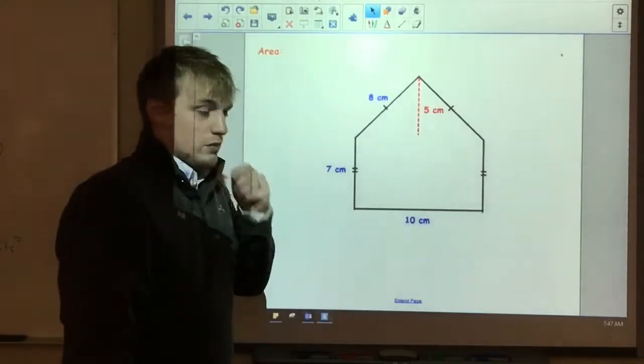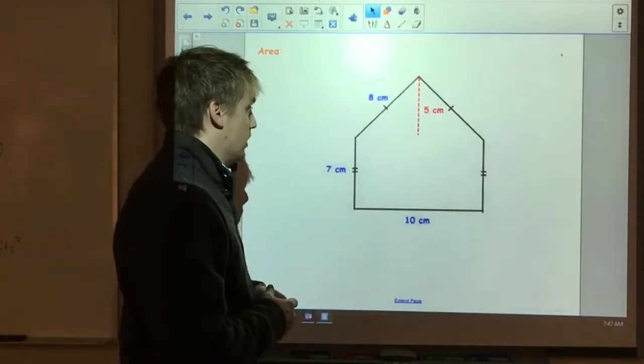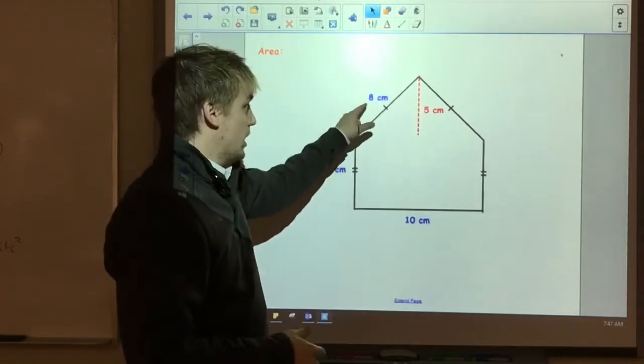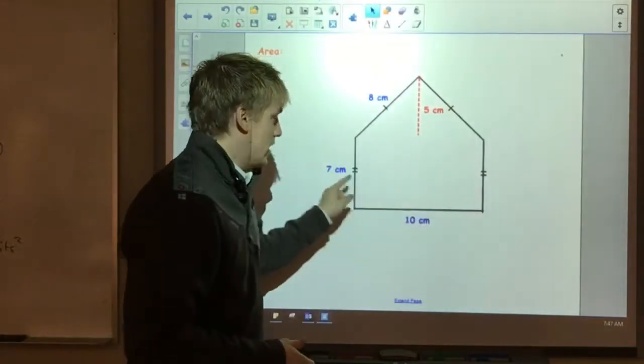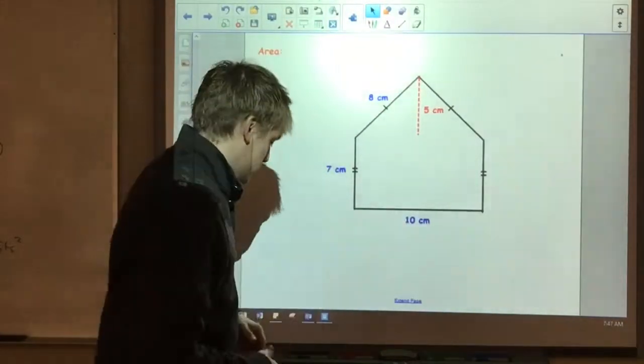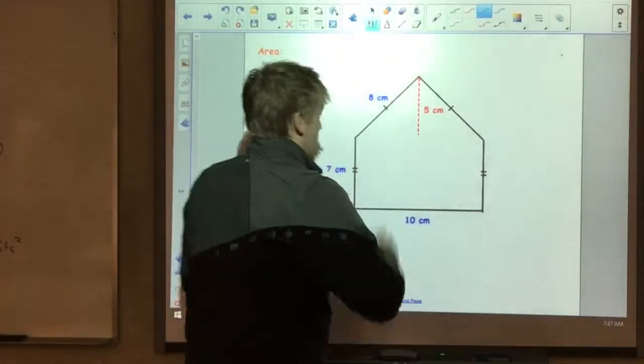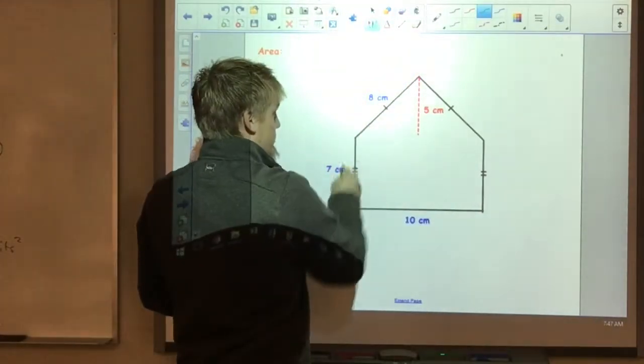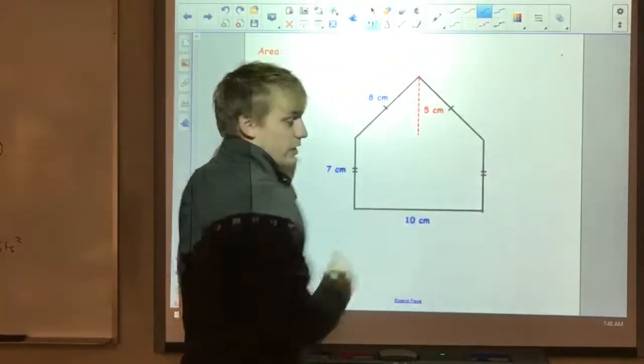Okay, this time we're just going to do area. If we were to find the perimeter, we would add up every side on the outside. Actually, let's just do that quick. So 8 centimeters, 7 centimeters, 10 centimeters. We don't know that side.